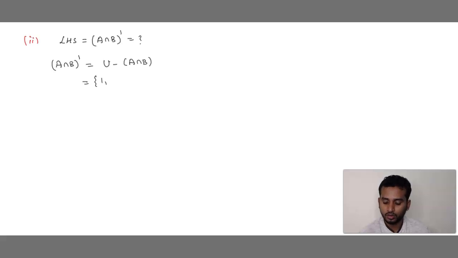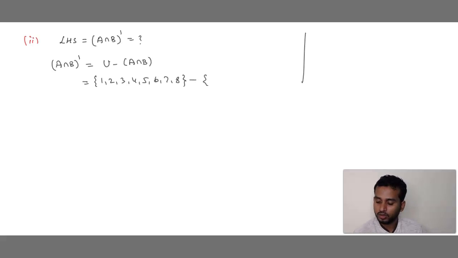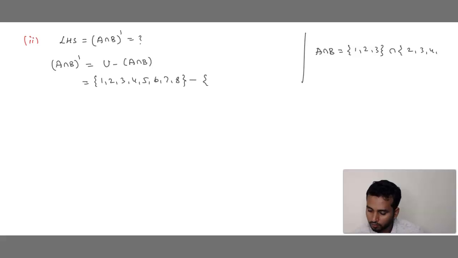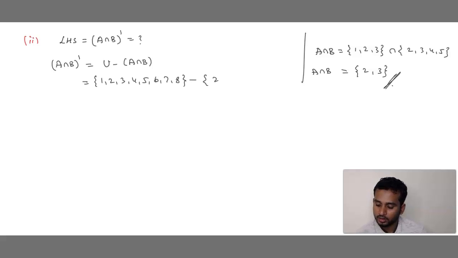What is set U? 1, 2, 3, 4, 5, 6, 7 and 8, minus A intersection B. We don't know it, so let me solve A intersection B separately. A intersection B means common. What is set A? 1, 2, 3. Intersection, what is set B? 2, 3, 4 and 5. So what is common? On both sides, 2 and 3 are common. That is nothing but A intersection B, that is 2, 3. Let me write here 2 and 3.